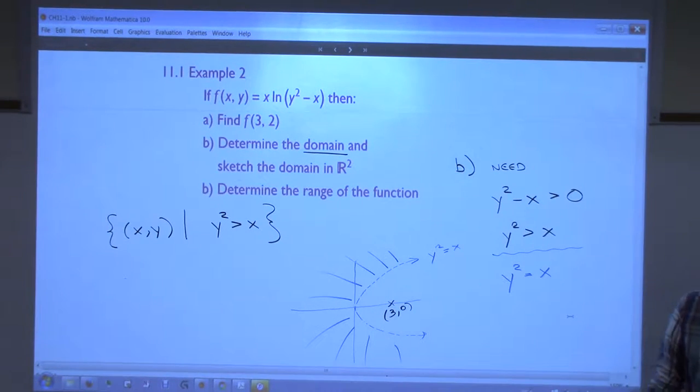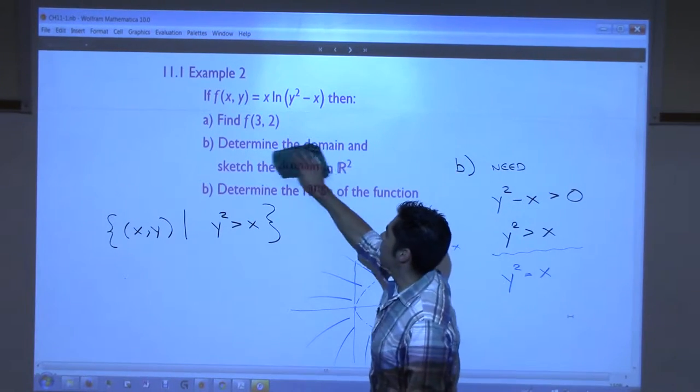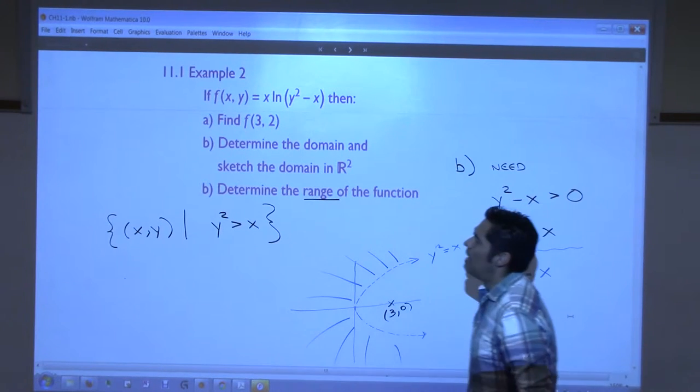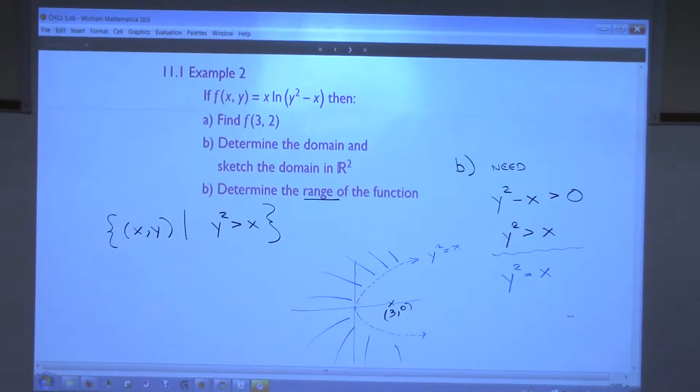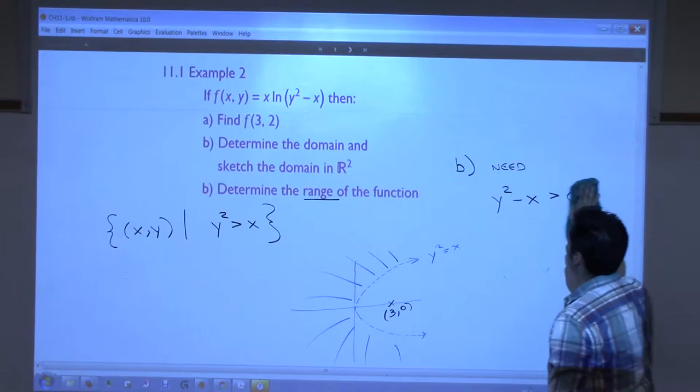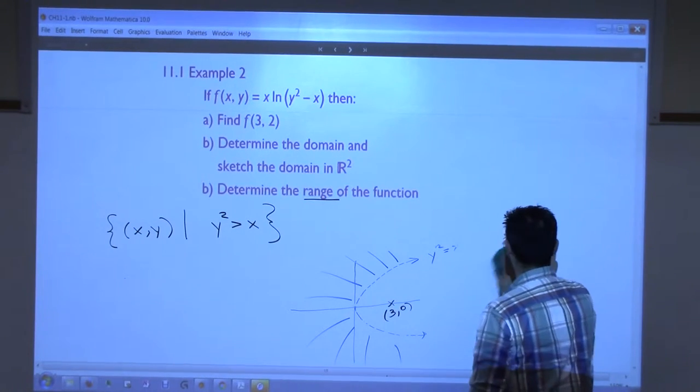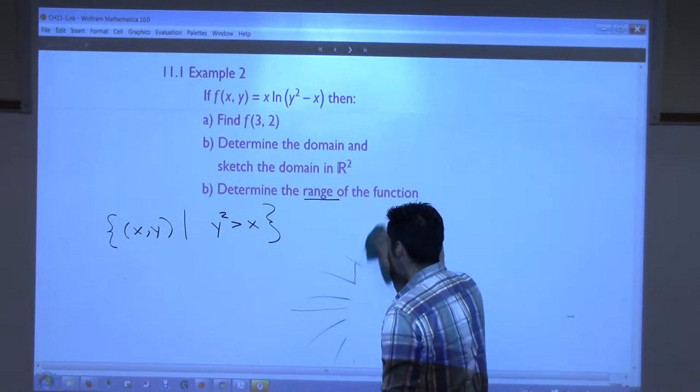Okay. What about the range, part C? The range is a little more involved, because the range is the output, isn't it? What comes out of that function? What do you think? What comes out? Do you understand why it's harder to do?